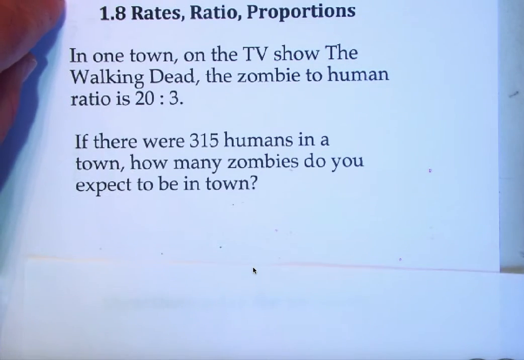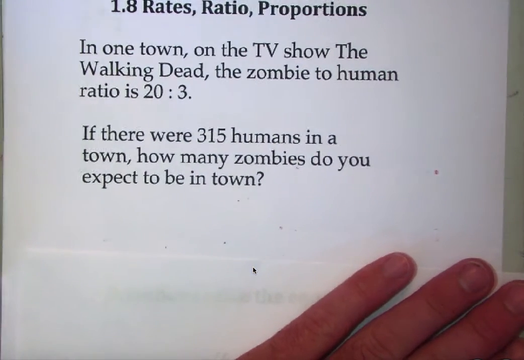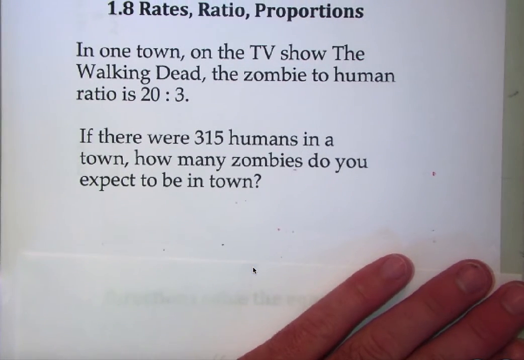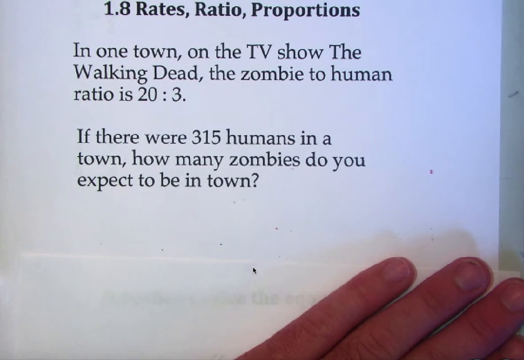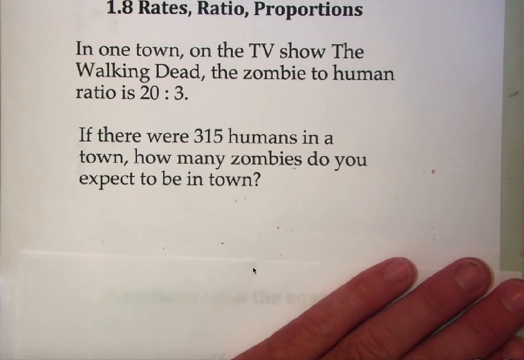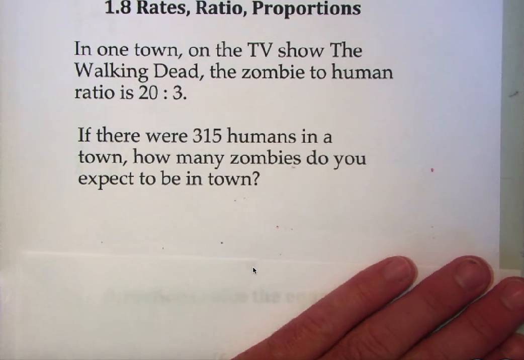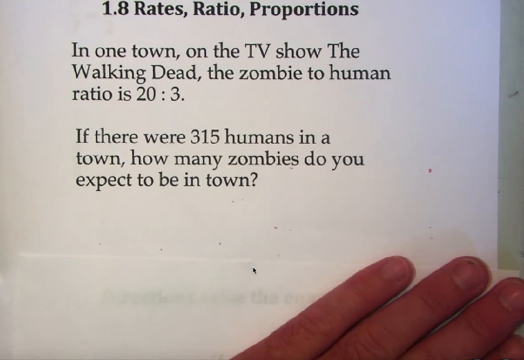So I'll give you an example of a problem that you might have seen back when you were in 6th or 7th grade. In one town on the TV show The Walking Dead, hopefully people have seen that, the zombie to human ratio is 20 to 3. If there were 315 humans in a town, how many zombies would you expect to be in town?